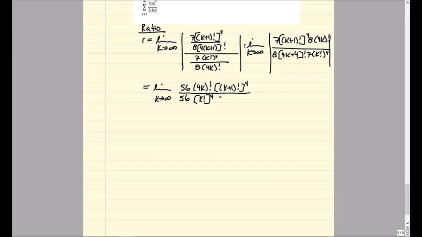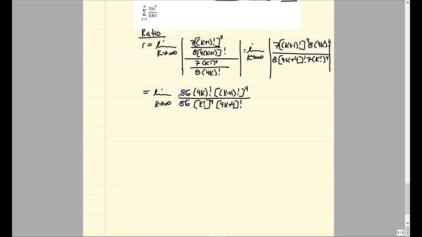And then I also have this (4k plus 4) factorial. So I've kind of cleaned things up a little bit. The obvious thing to cancel are the 56's. And now all these factorials I need to figure out as well. Okay, so here we go. Let's rewrite and simplify this a bit.